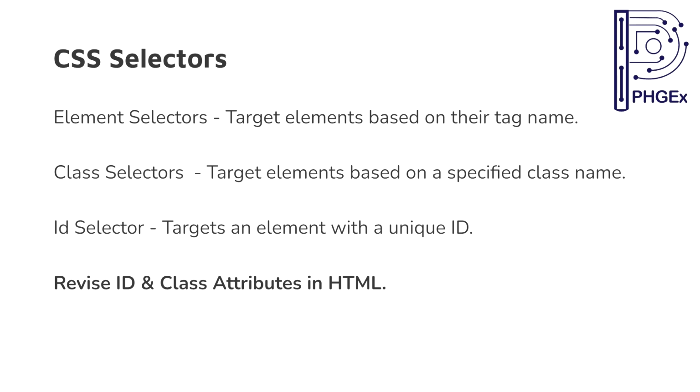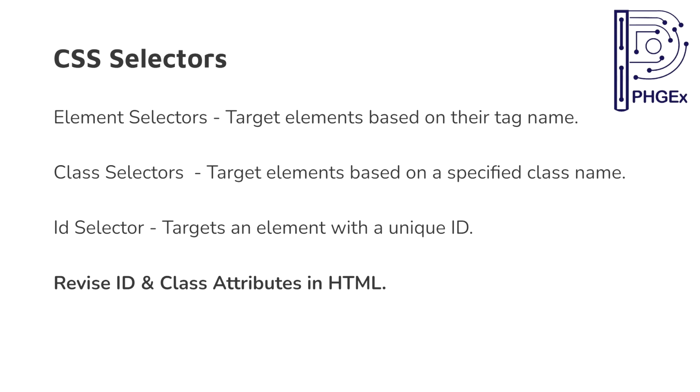The next one is the class selector. The class selector helps us target elements based on the specified class name, and the class selector helps us select more than one element. The last one is the ID selector, which helps us target an element based on a unique ID we set for that specific element.